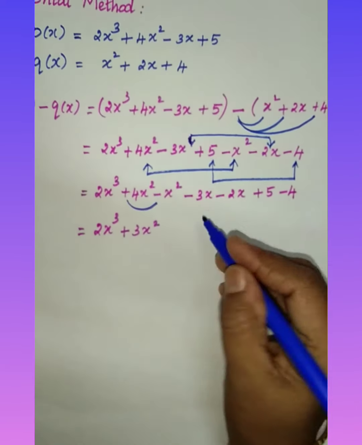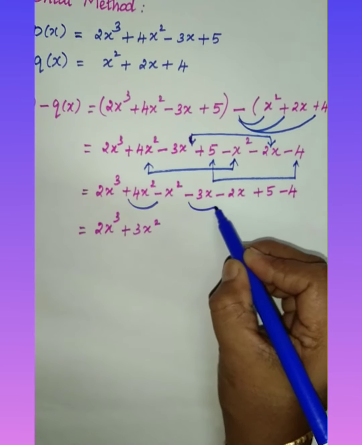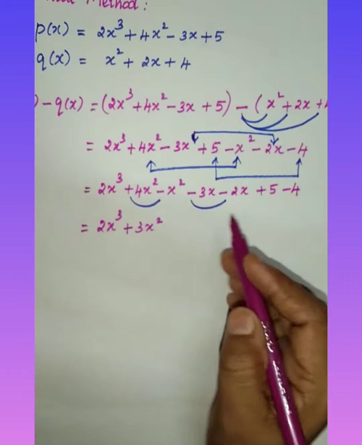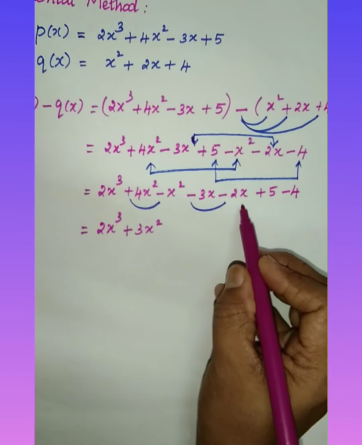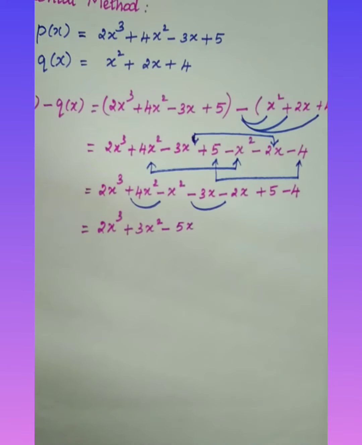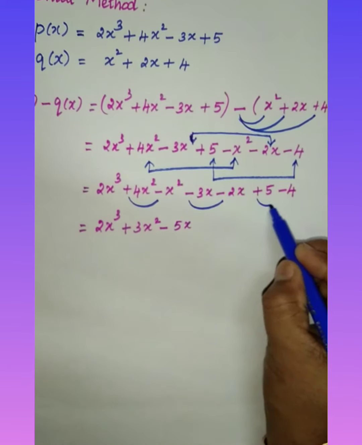Next x term, minus 3x and minus 2x. These two are same sign, so we can add and write the same sign. 3x plus 2x is 5x. Common sign is minus. Then plus 5 minus 4.